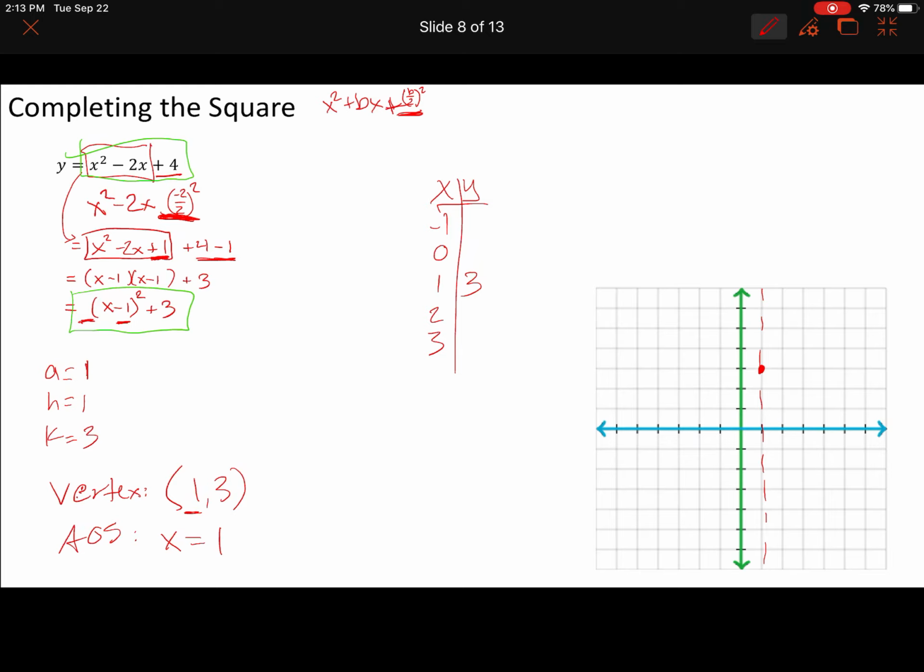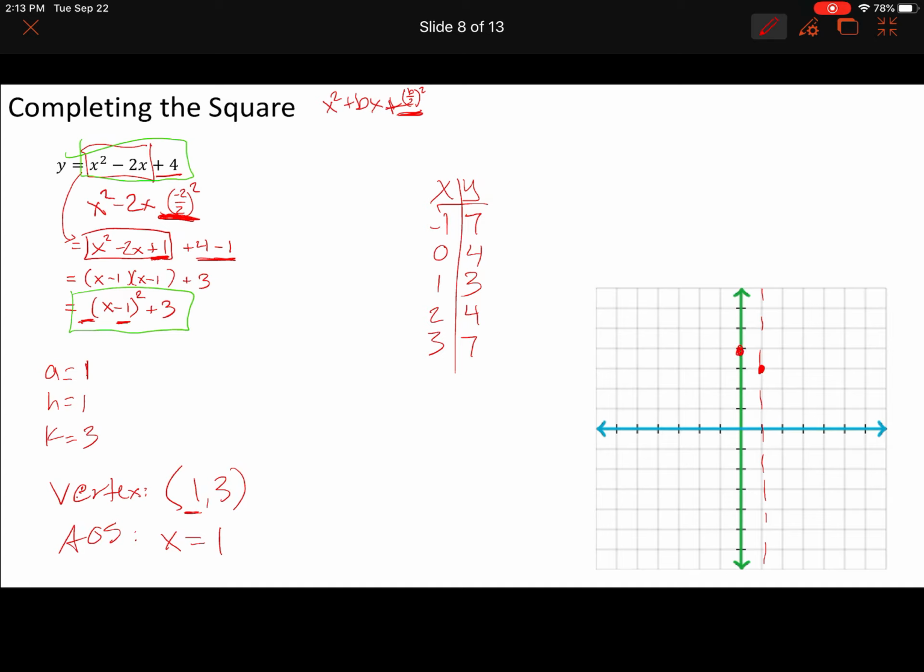When I plug in a -1, I got 7. When I plugged in a 0, I got 4. When I plugged in a 2, I also got 4. And plugged in a 3, I also got 7. So now we can graph this.